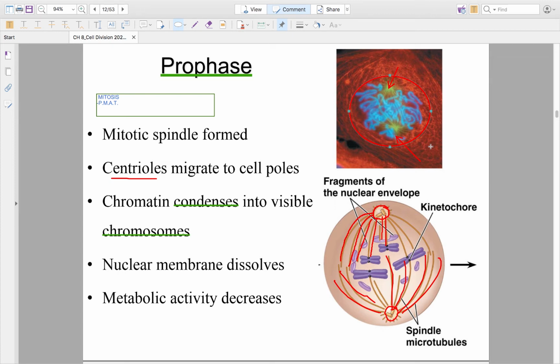Now, the other thing that's happening is we have a nuclear membrane that surrounds our DNA. Remember, our DNA is not floating around like in a bacteria cell. Instead, it's encapsulated in a nucleus. So how does a mitotic spindle get its little hands on these chromosomes? It's because the nuclear membrane is fragmenting. It's disappearing, disintegrating. So that's something that happens in prophase. The nuclear membrane is going to dissolve, and generally the cell will slow down on any metabolic activity.